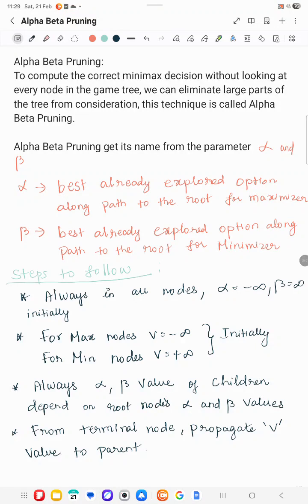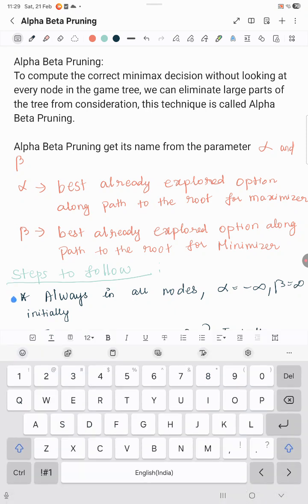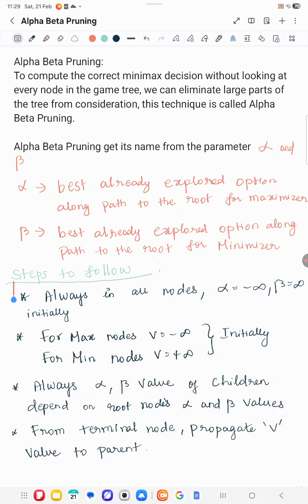Hello everybody. Today we are going to see how the alpha beta pruning algorithm works. Alpha beta pruning is used in adversarial search problems. What does adversarial search mean? It is a two-player game, that is, two players will be playing that game.